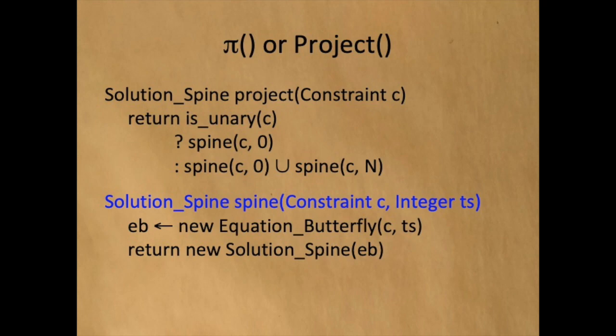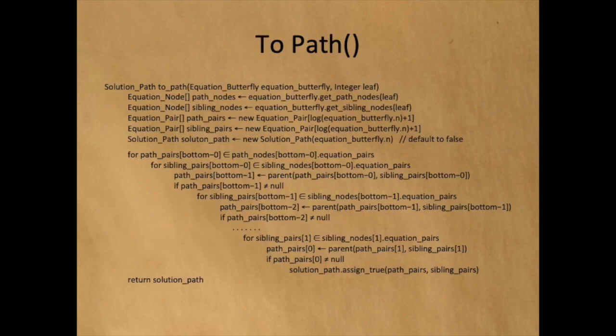The function spine takes a constraint and a total sum. It first creates an equation butterfly for that constraint and total sum, and then it converts the equation butterfly into a solution spine. The two-path function extracts a specific path from an equation butterfly. This function has been derecursed to show the shape, however the actual implementation is recursive.